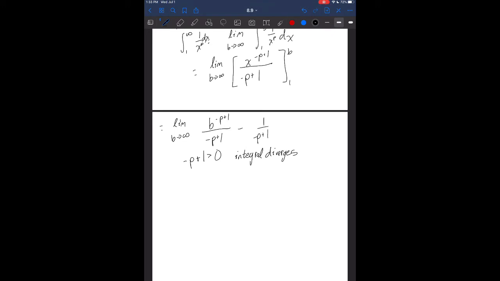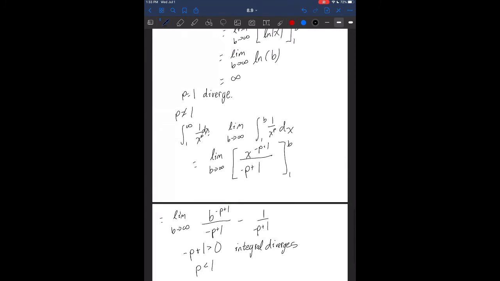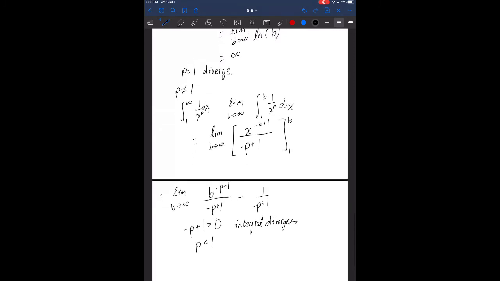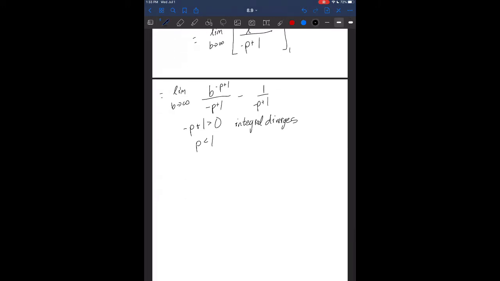Rewriting this in a bit nicer way, if I add the p to both sides, I have p less than 1. The integral is going to diverge. And since I already know from above that for p equals 1 it diverges, I actually get for p less than or equal to 1, the integral is going to diverge.